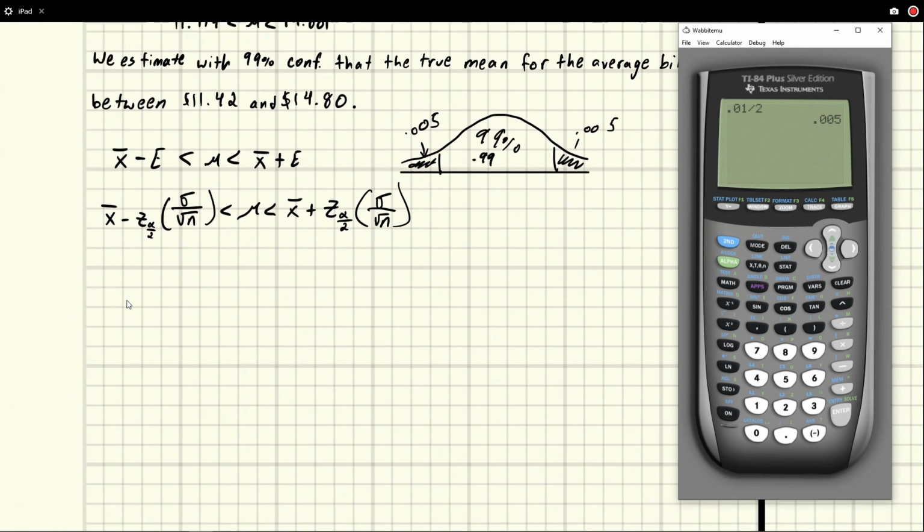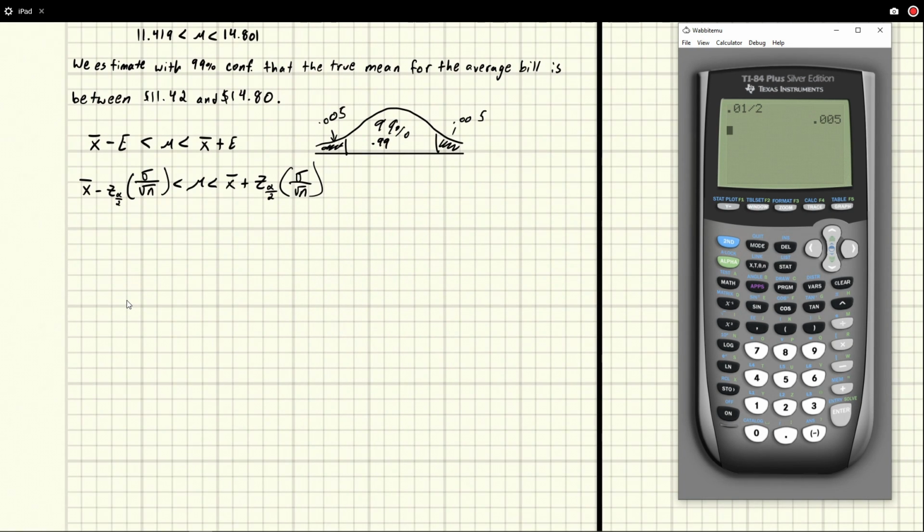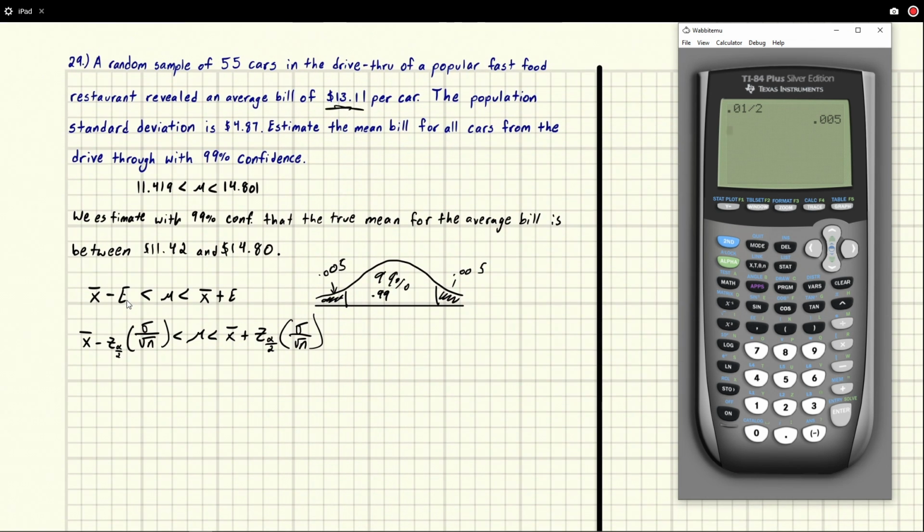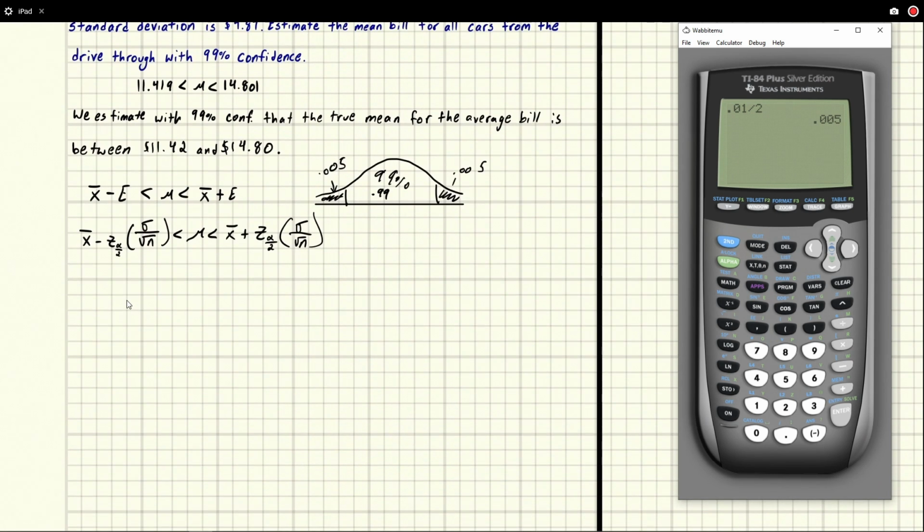Now this, you may just go to your formula sheet and find, but that's the explanation of why this is the formula that we choose. And so let's go ahead and plug these values in. So we know for our x bar, we already had all these things picked out from before. We had an average of 13.11. So we have 13.11 minus, we need to find a z of alpha over 2.